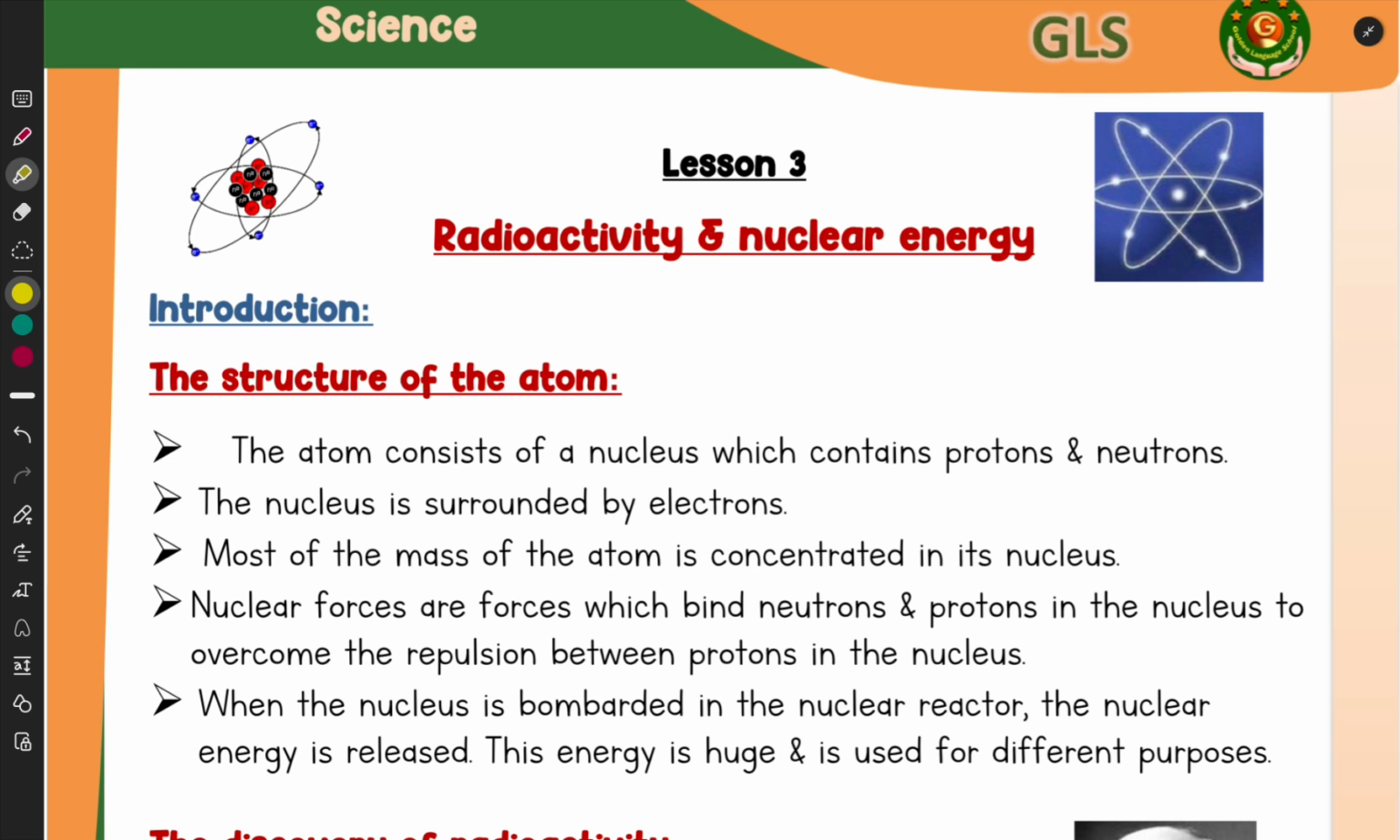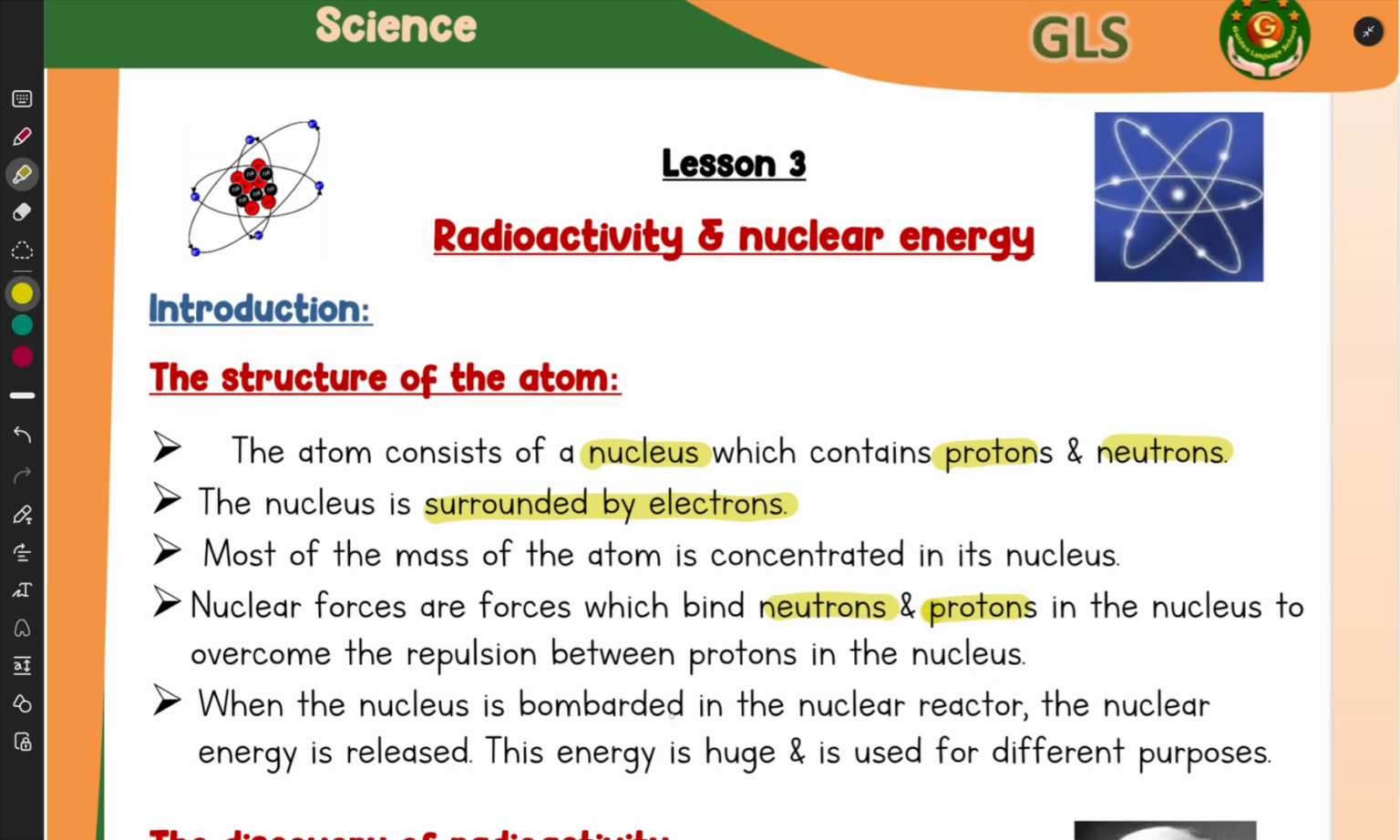You remember that. So the structure of the atom consists of a nucleus, which contains protons and neutrons, while the nucleus is surrounded by electrons, and most of the mass of the atom is concentrated in the nucleus. And nuclear forces are forces which bind the neutrons and the protons in the nucleus to overcome the repulsion between them, between protons in the nucleus.